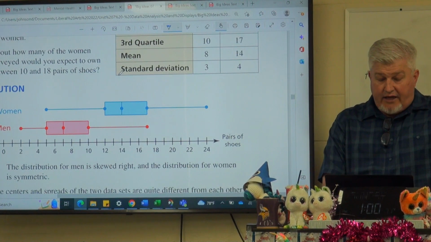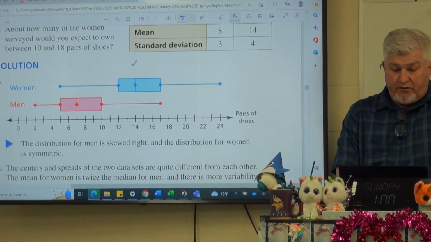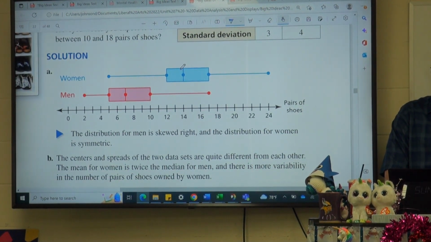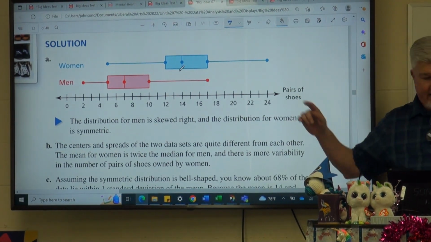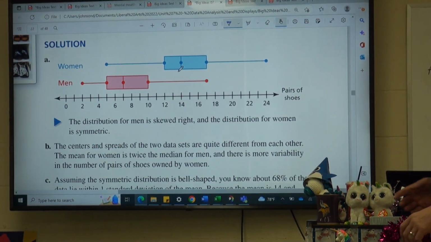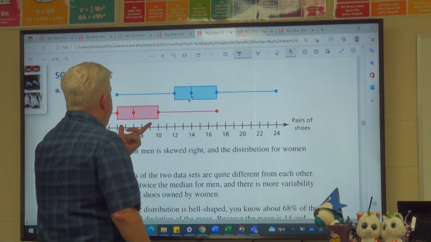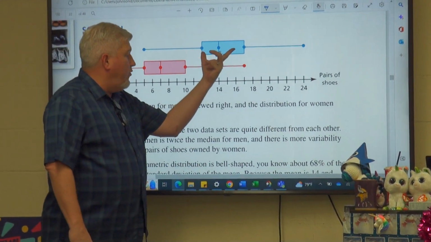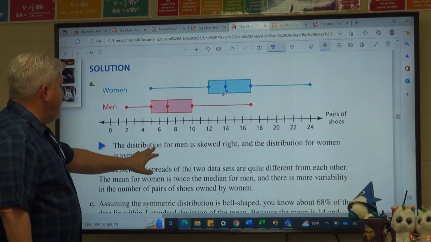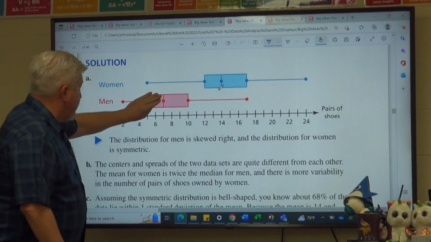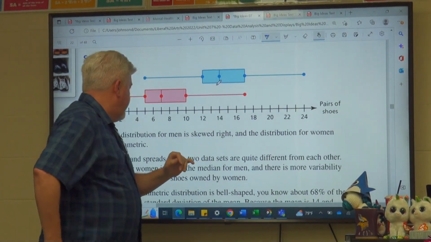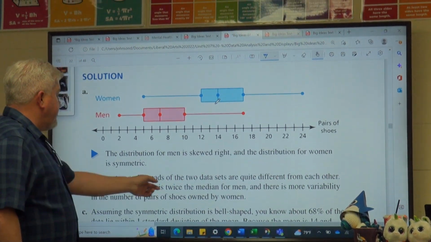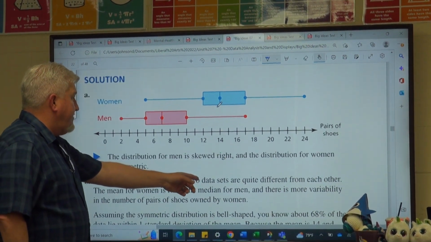So here's what they look like for their box and whisker plots. You've got the women in blue, the men in pink. They reversed that, that's funny. As you can see here, the distribution for the men is skewed to the right. If you remember box and whisker, 50% of all men surveyed were right in this zone, whereas 50% of all women were in this zone. So the distribution for the men is skewed to the right. The majority is here, the tail's longer on the right, while the women's distribution is more symmetrical. The centers and the spreads of the two data sets are quite different from each other.